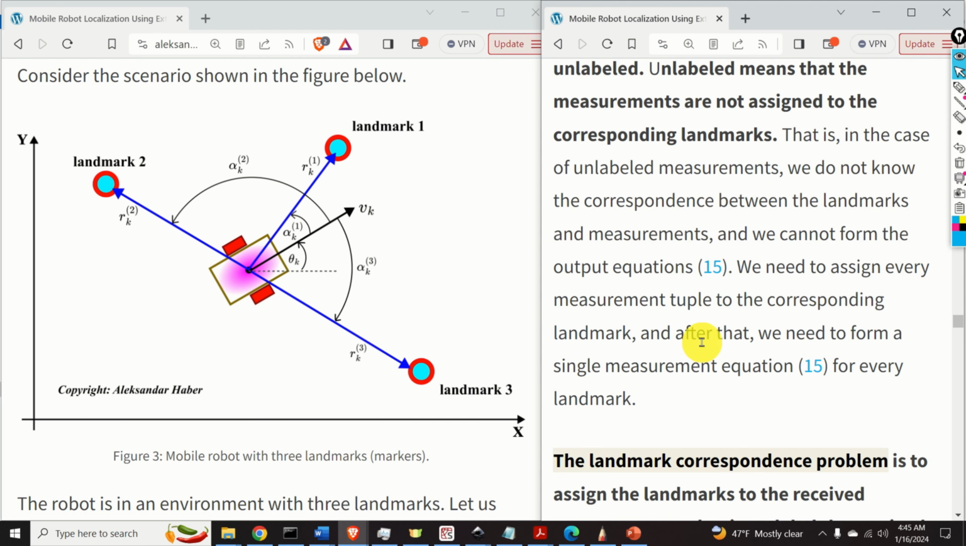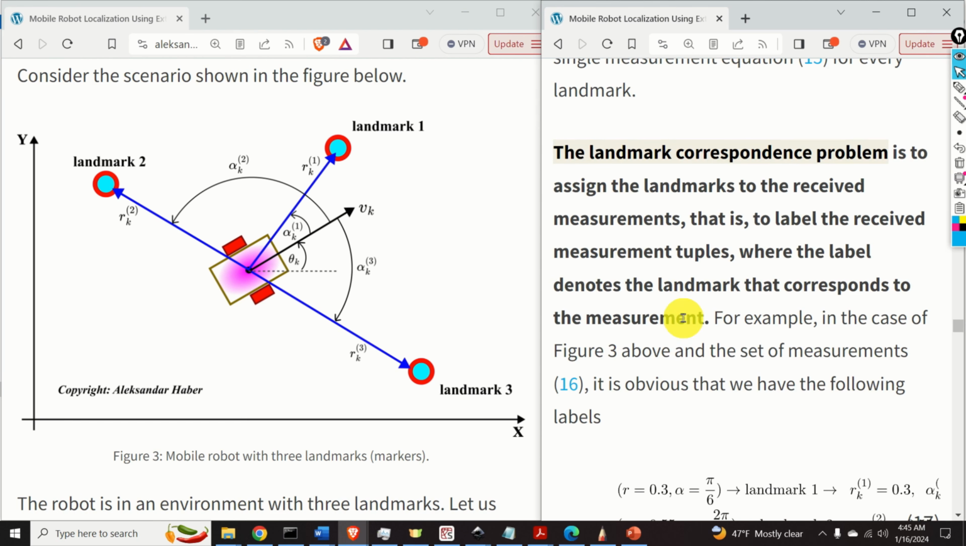Now, we need to assign every measurement tuple to the corresponding landmark, and after that we need to form a single measurement equation for every landmark. To summarize, the landmark correspondence problem is to assign the landmarks to the received measurements, that is, to label the received measurement tuples, where the label denotes the landmark that corresponds to the exact measurement. For example, in the case of this figure, the situation is not so bad, since these landmarks are relatively well separated.